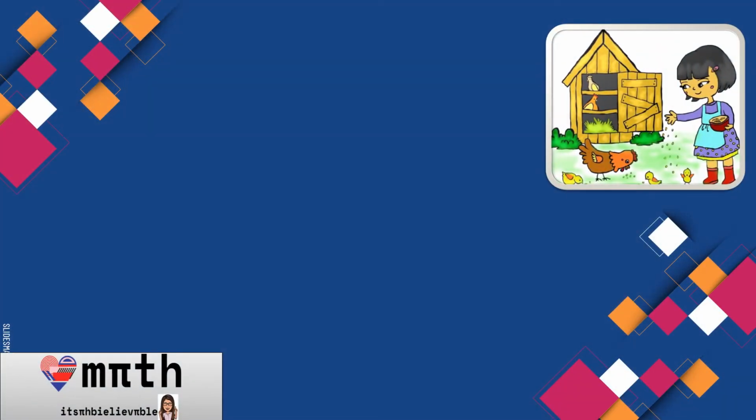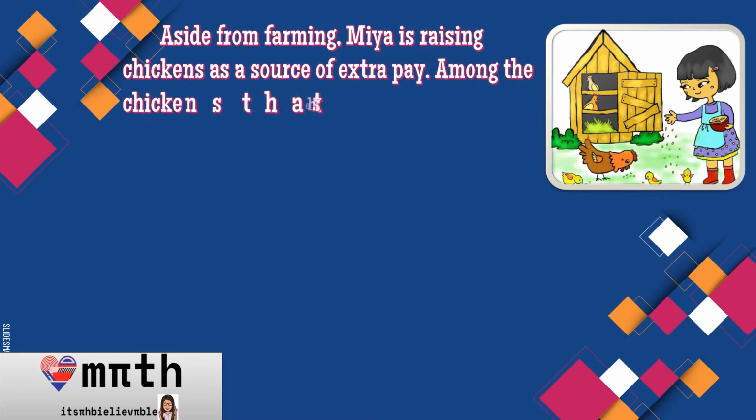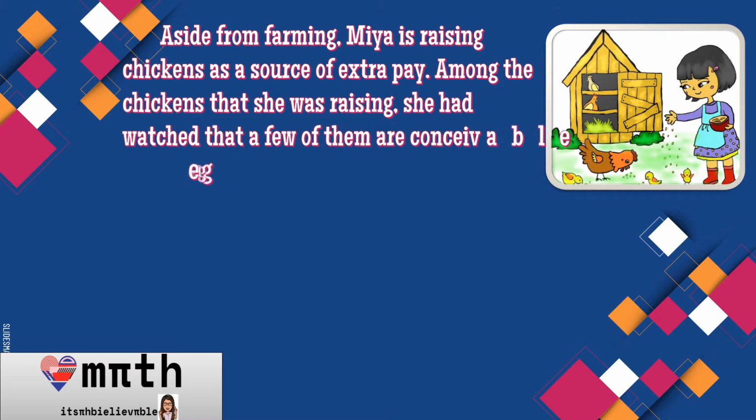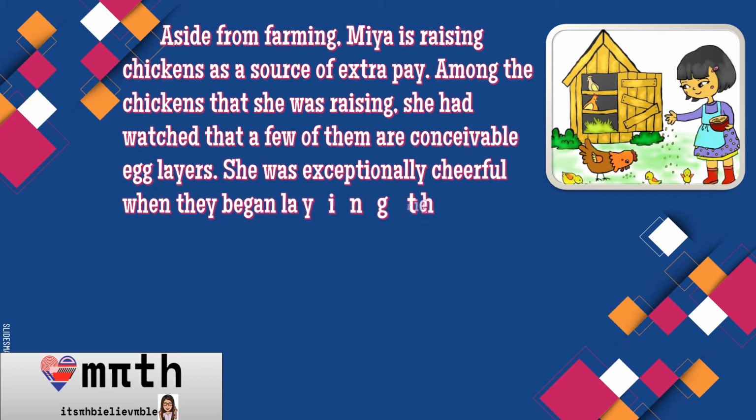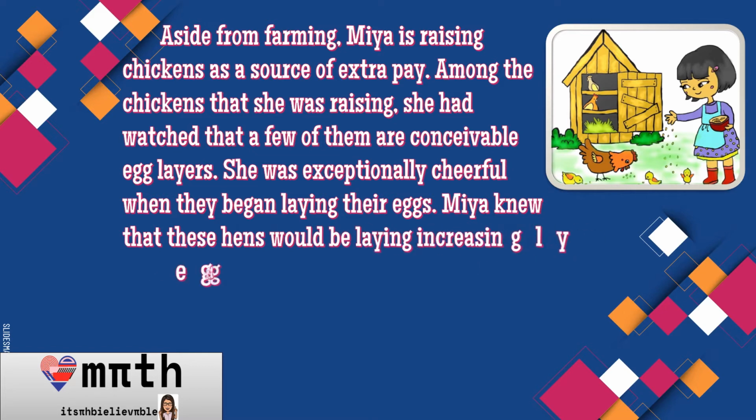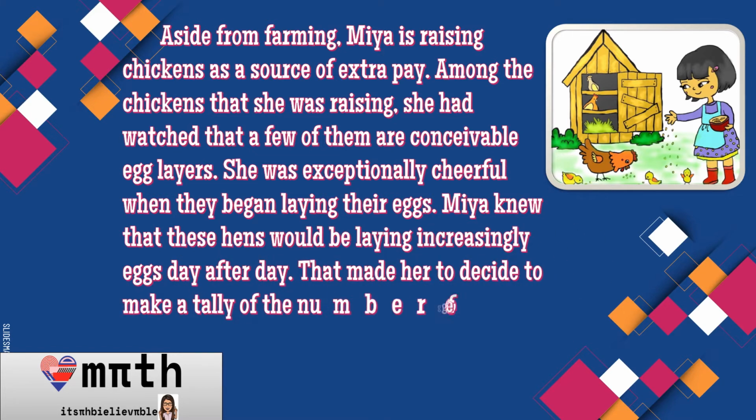Before we move with our discussion, let us observe or study first this situation. Aside from farming, Mia is raising chickens as a source of extra pay. Among the chickens that she was raising, she had watched a few of them are conceivable egg layers. She was exceptionally cheerful when they began laying their eggs. Mia knew that these hens would be laying increasingly eggs day after day. That made her decide to make a tally of the number of eggs her hens laid each day.